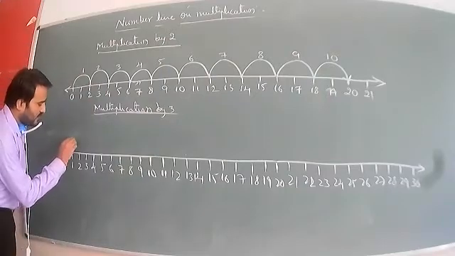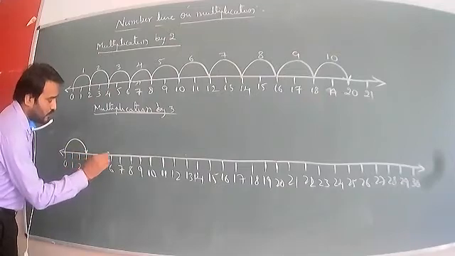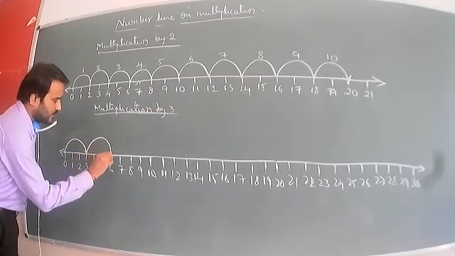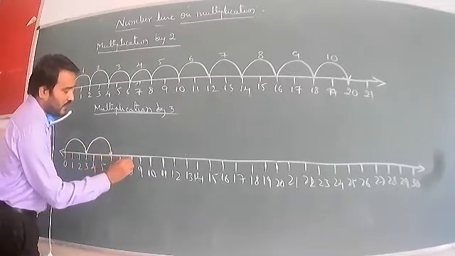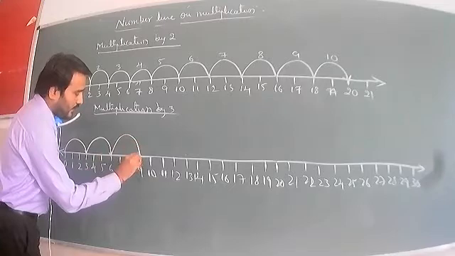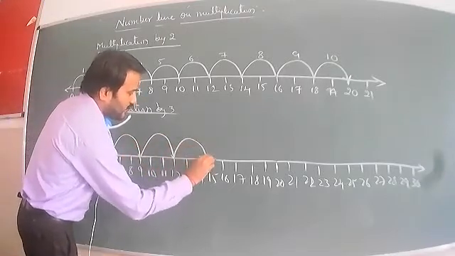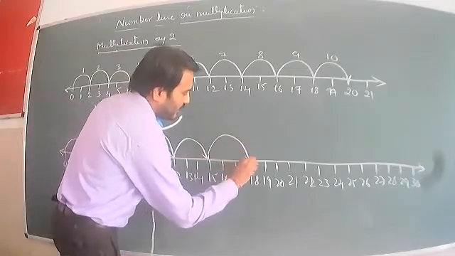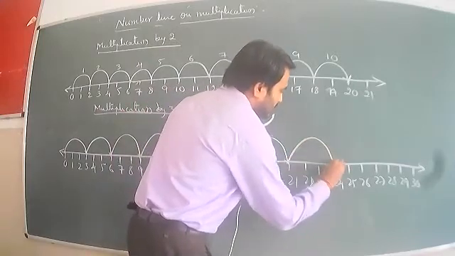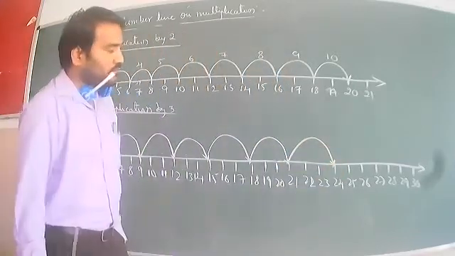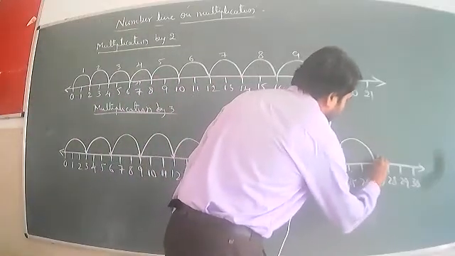0 plus 3 is 3. The first 3 is done. Next, 3 to 6. Next again 3, 3 threes are 9. Next again, 3 fours are 12. 3 fives are 15. 3 sixes are 18. 3 sevens are 21. 3 eights are 24. 3 nines are 27. Again, 3 tens are 30 finally.